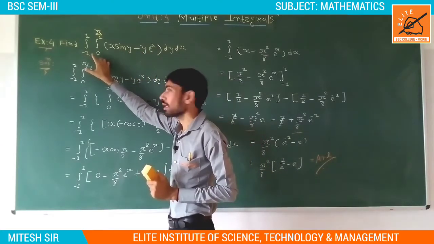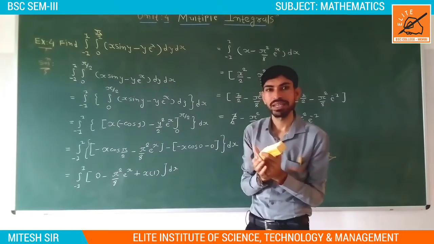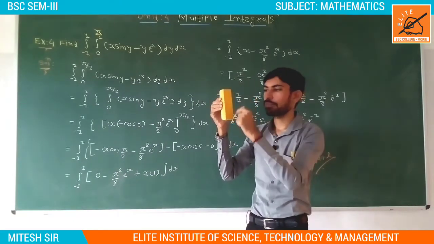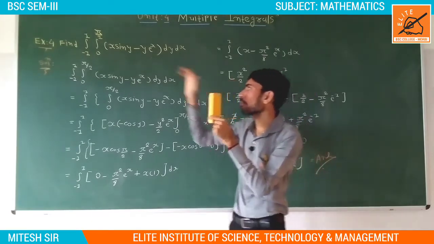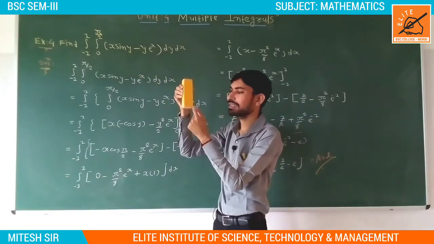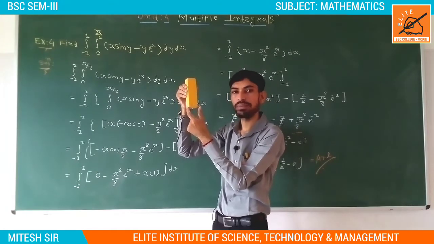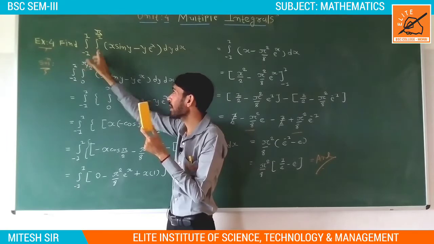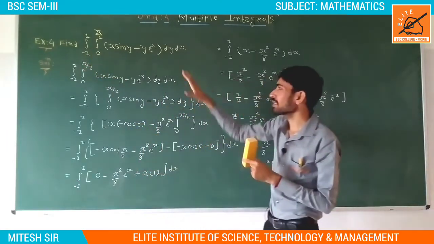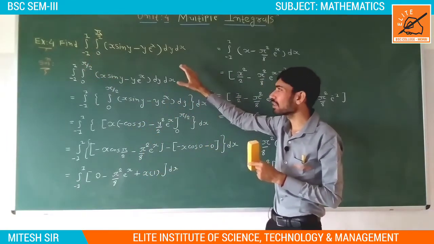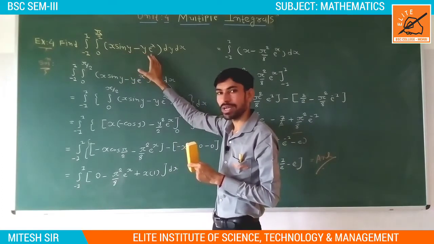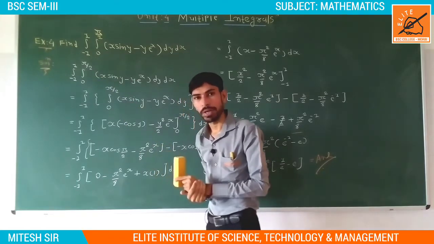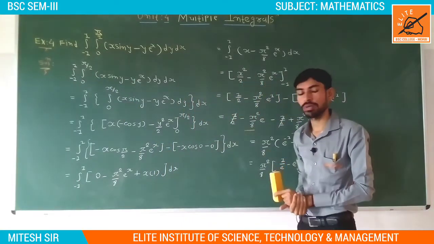So friends, the limits that are given will be the limits of our bounded region. As we saw, the upper function will be our function f of x y, and the one below will be our surface in the xy plane. How is it bounded? It is bounded by these limits: -1 to 1 and 0 to pi by 2. So this integration gives the volume under the curve x sin y minus y raised to x, bounded by the region -1 to 1 and 0 to pi by 2. So this is the solution of example number 4.